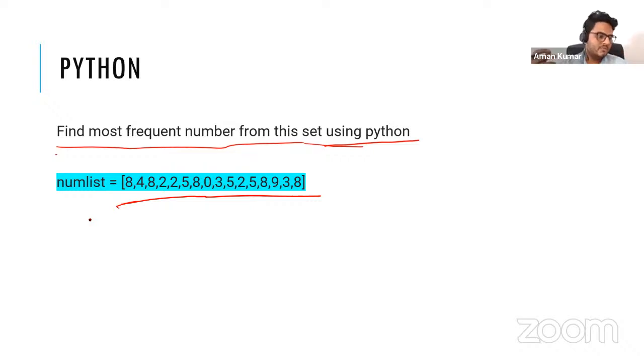So again, this is one way. There can be multiple ways of doing the same thing. Again, what is the objective of including this? The objective is pretty simple.